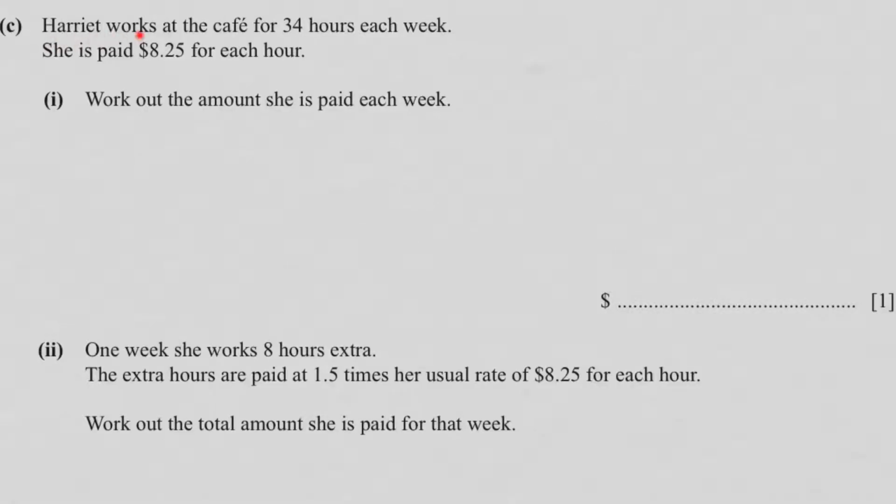C. Harriet works at the cafe for 34 hours each week. She is paid 8.25 for each hour. Work out the amount she is paid each week. So we know that per hour it is 8.25 and she has worked for 34 hours. So we need to multiply 8.25 by 34 and we will get 280.50. So that's our answer.